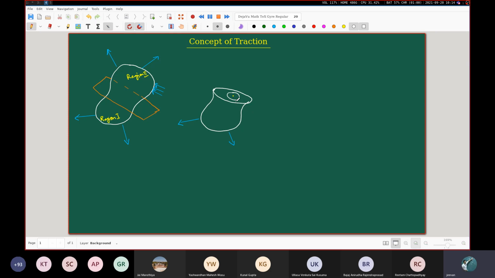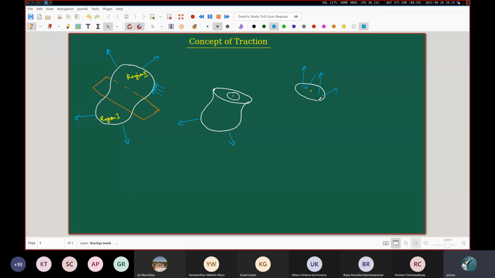We focus our attention here. It's a very small area. For the sake of clarity, I have drawn this large. So if I isolate that, it will look like this. Please note that this is this small area, not that entire flat plane. I'm just zooming into this. And on this area, there will be a certain distribution of forces exerted by region 2, something like this, like this, like that.